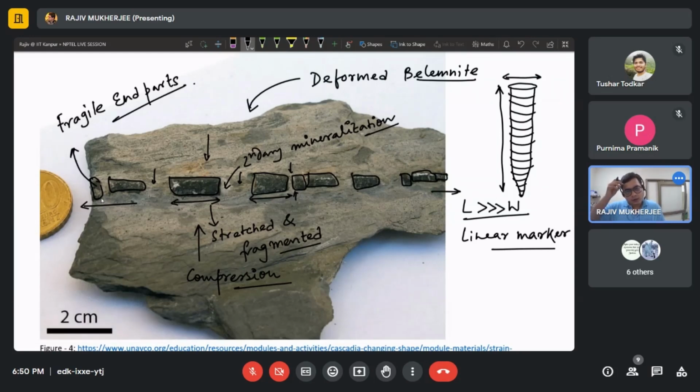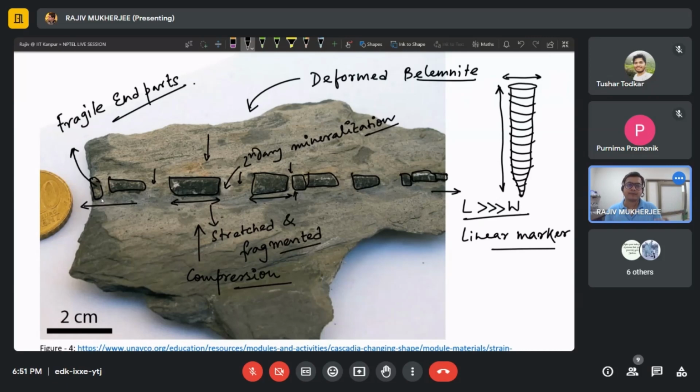While it is being fragmented into many parts, the fragments can also rotate. Not necessarily does this entire thing have to be linear, right? It can rotate. So there can be a lot of complications during the deformation process, and that can eventually lead to fragmented and pulverized end fragments, or end parts especially, and that can create a problem.